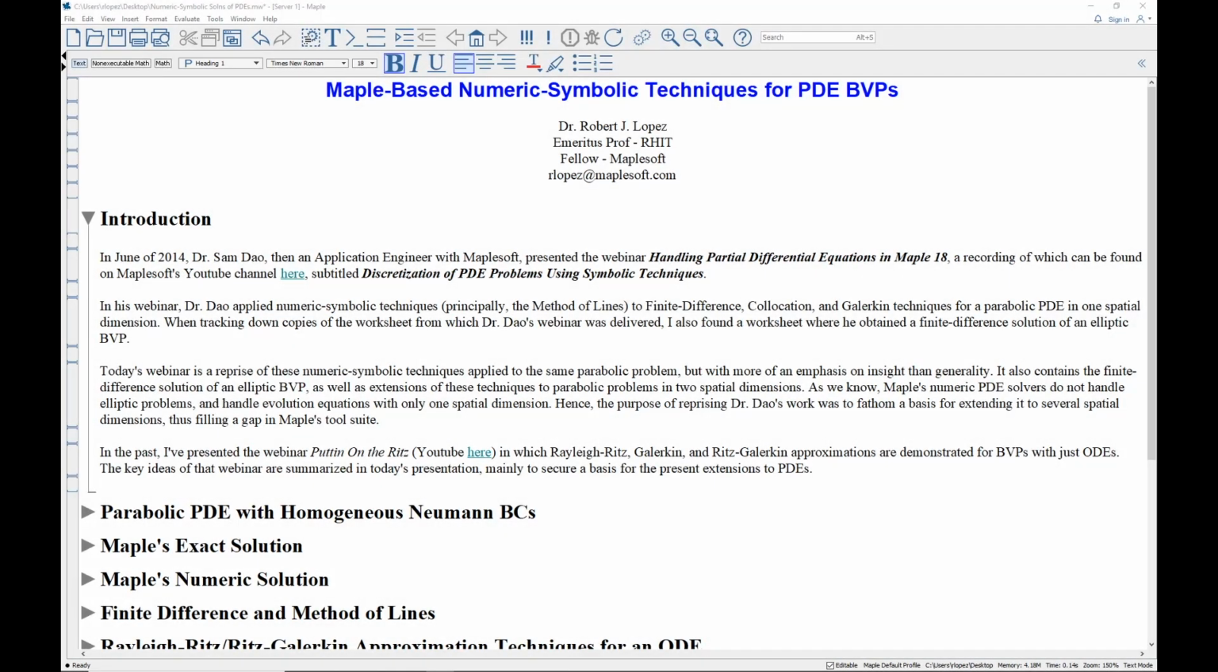Maple-based numeric symbolic techniques for PDEs in boundary value problems.